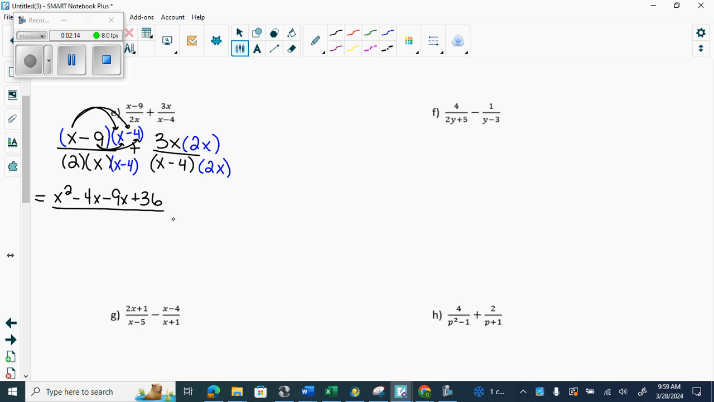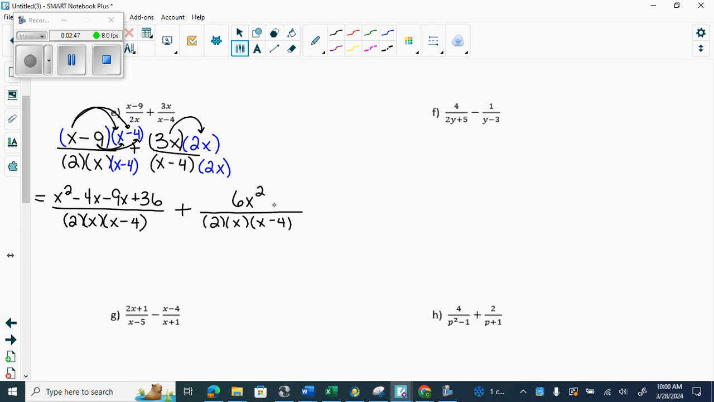All over 2x, x minus 4. Do the 2 and x need to be in separate brackets? No, they could technically be together. It doesn't matter. Then we have a plus sign sitting in between. Our denominator is 2x, x minus 4. And our numerator is 3x times 2x. What's 3x times 2x? 6x squared.